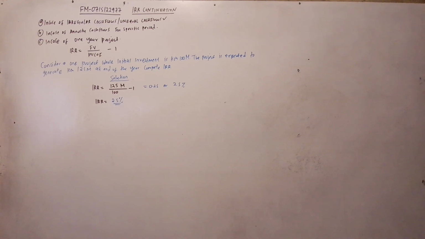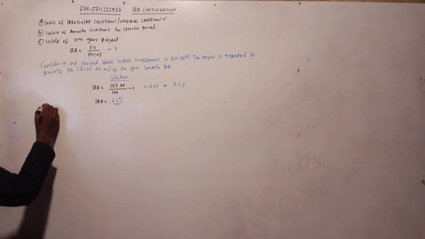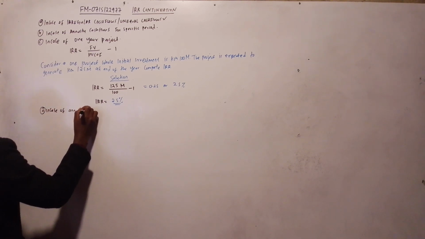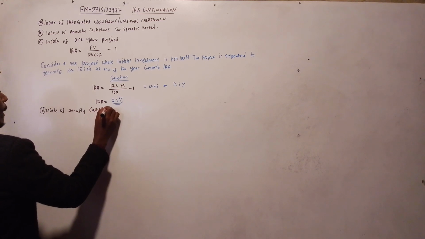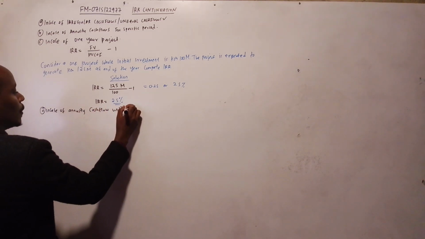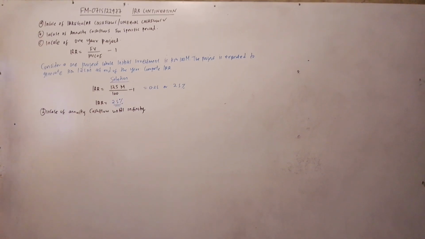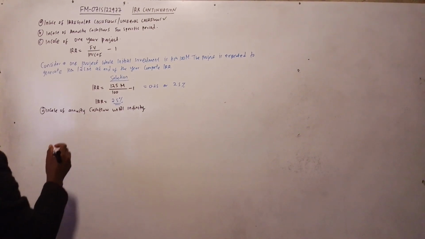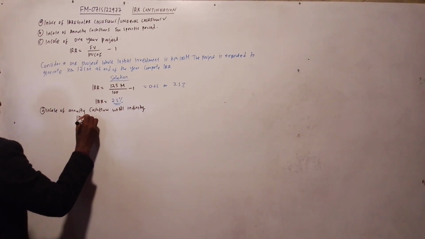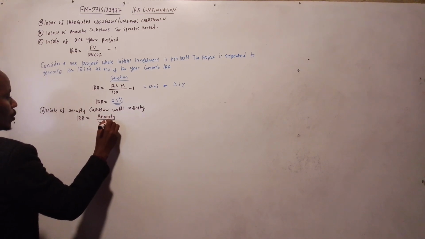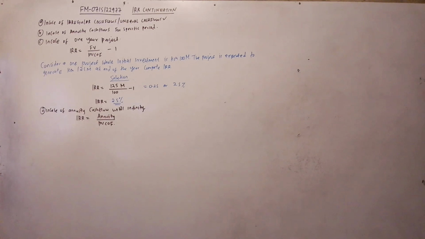In the case of annuity cash flow until infinity. The last one. Now in that case, IRR will be equal to the annuity divided with the present value cash outflow. And that one will be our last illustration concerning IRR.